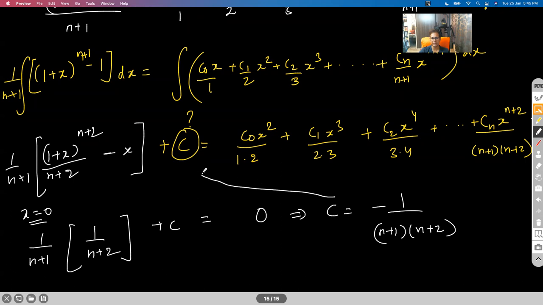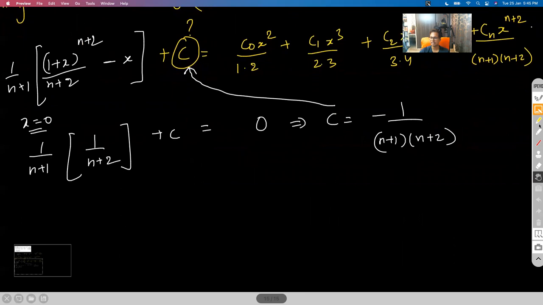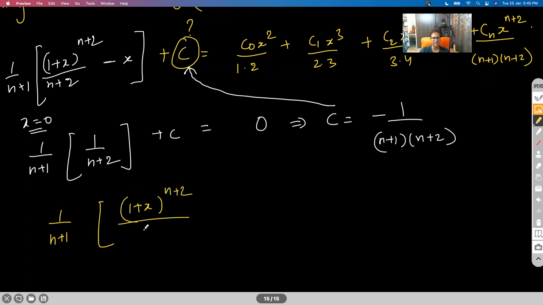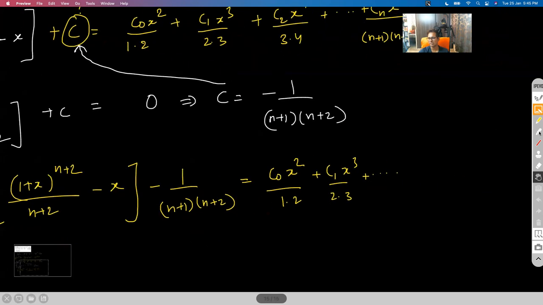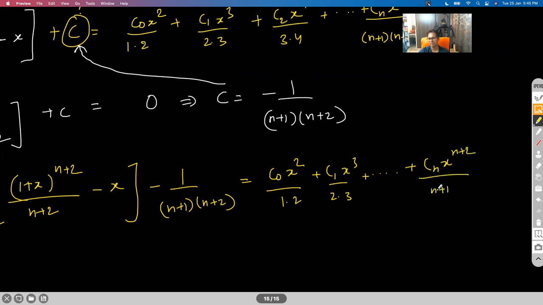So put this back over here. Put that back over there. So this is going to simplify to 1 by n plus 1, 1 plus x to the power n plus 2 by n plus 2 minus x minus 1 by n plus 1 n plus 2. So this is your c0 x square by 1 into 2, c1 x cube by 2 into 3, till your cn x to the power n plus 2 by n plus 1 n plus 2.